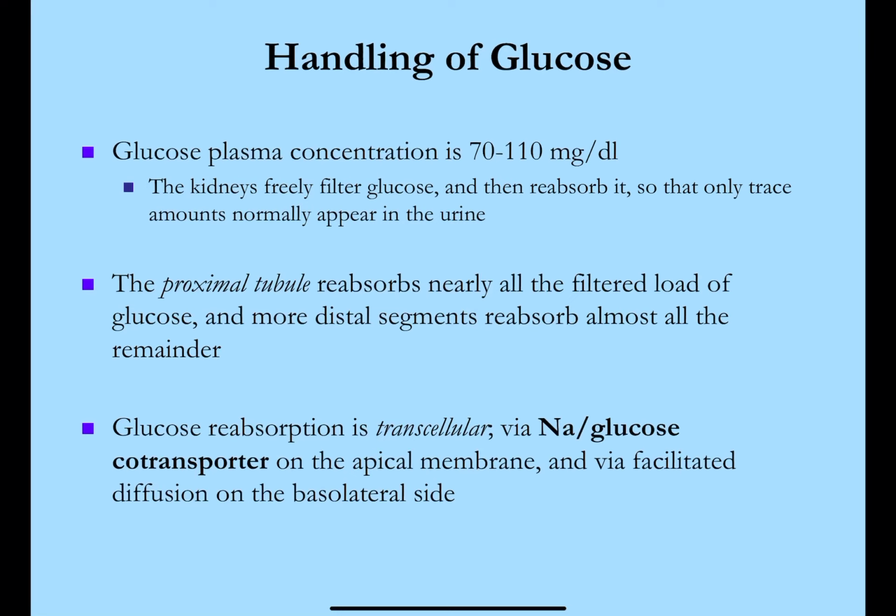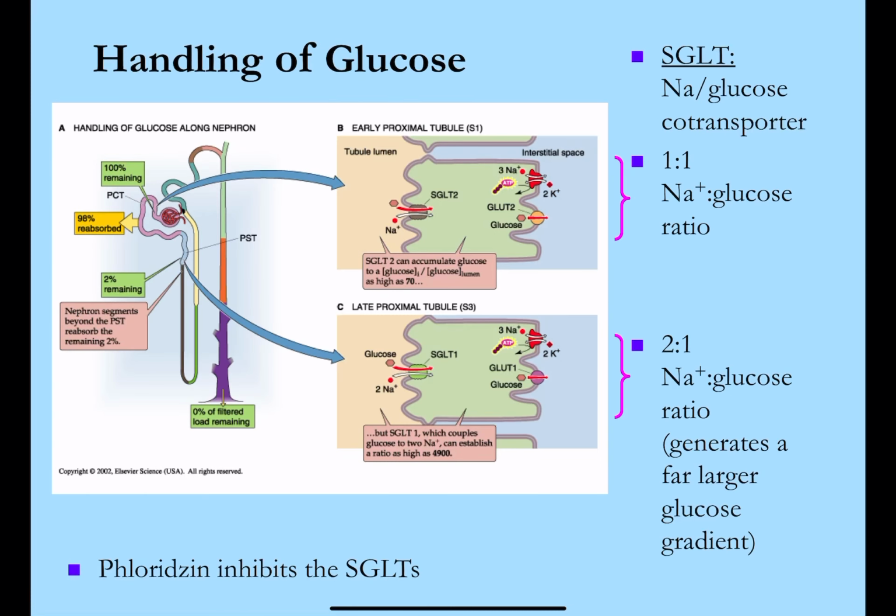What happens is that I have these specialized things called sodium glucose co-transporters. On the figures, you will see them as SGLTs, right? It's just a name. Look at this please. I start filtering 100%. Proximal tubules will take up 98% of it back. At the end of the proximal tubules, I have only 2% of the filtered glucose remaining. And then the rest of the parts will take up the remainder. So look at it please, 0% of filtered load remaining, right?